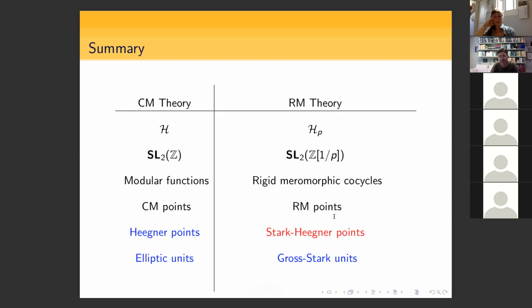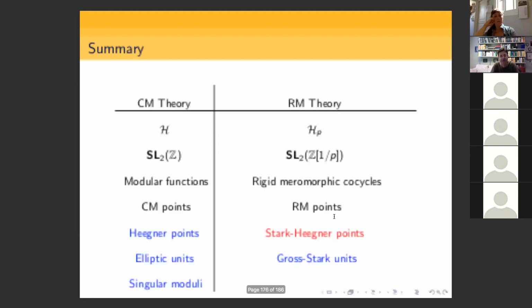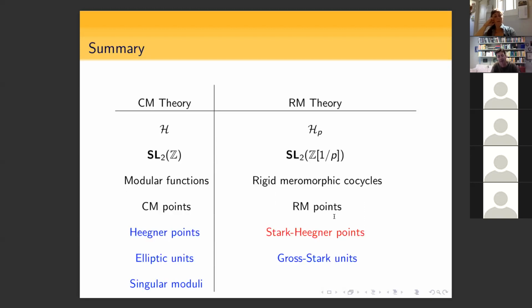The counterpart of elliptic units are the so-called Gross-Stark units, about which we know a lot now, thanks to the theory of deformations of Galois representations. Singular moduli are now replaced by these RM values of rigid meromorphic cocycles. So that's the general program. And the color coding here, what I've left in red, is meant to denote the objects which we still do not understand, or understand very little from a theoretical point of view: the Stark-Heegner points.